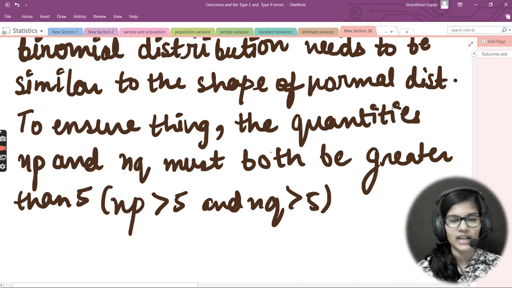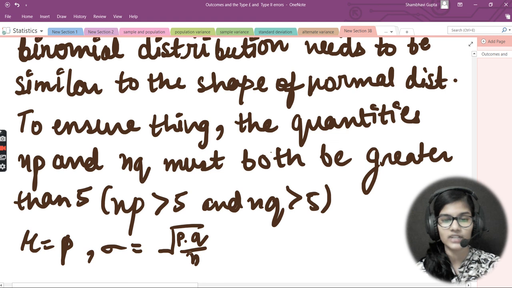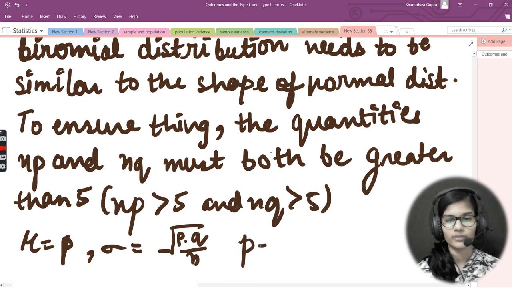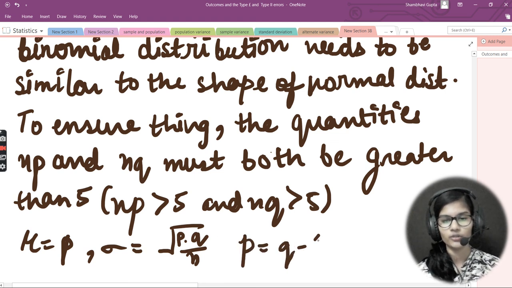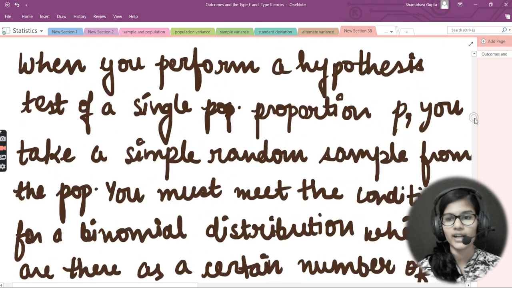Then we have approximately the normal distribution. We have that mu is equal to P, and for sigma we have the square root of P times Q upon N, right? This is what we have. And what is the value for Q? Q is equal to 1 minus P. Right, so these are the assumptions which we need to make while defining the thing.